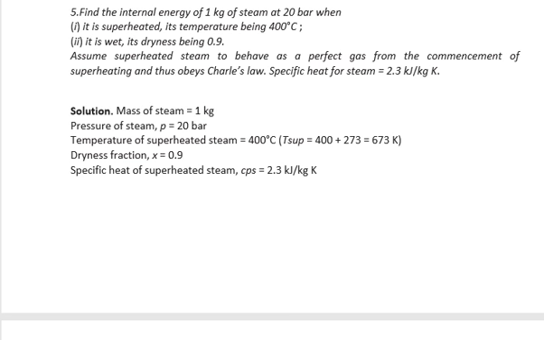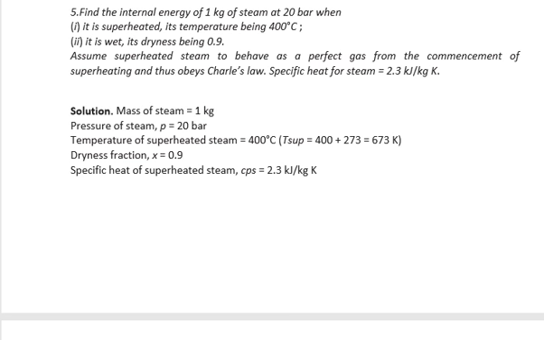Find the internal energy of 1 kg of steam at 20 bar when it is superheated, its temperature being 400 degrees Celsius. Second, when it is wet, its dryness fraction being 0.9. Assume superheated steam to behave as a perfect gas from the commencement of superheating and thus obey Charles law. Specific heat for steam 2.3 kJ per kg Kelvin.